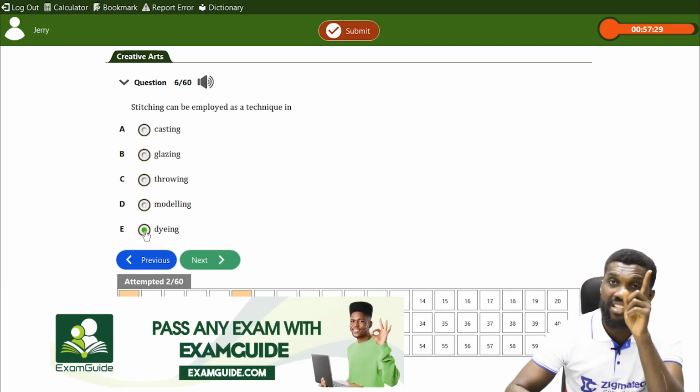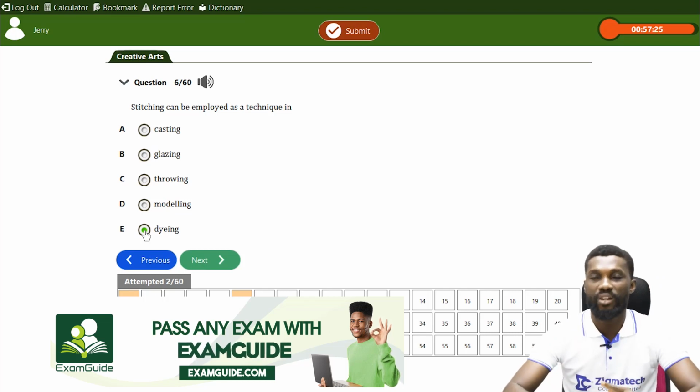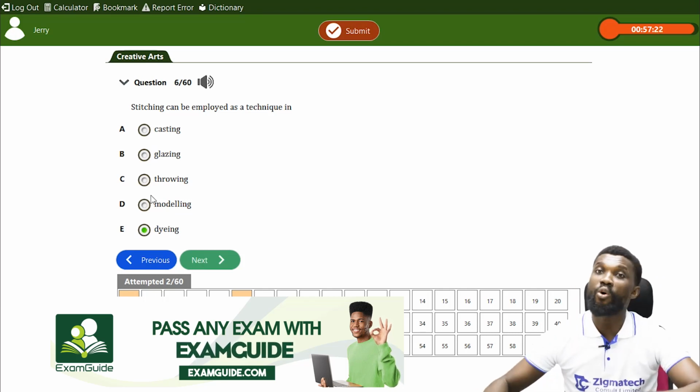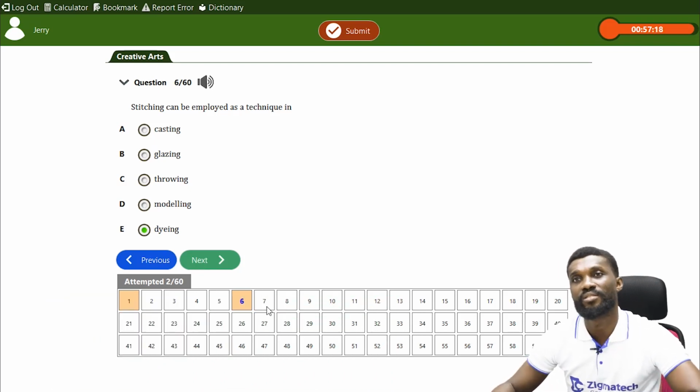The only thing that requires stitching as a technique is what? Dyeing, because you need to stitch to block color from penetrating into all the other areas you don't want it. Okay, now let's try our hands in the next question.